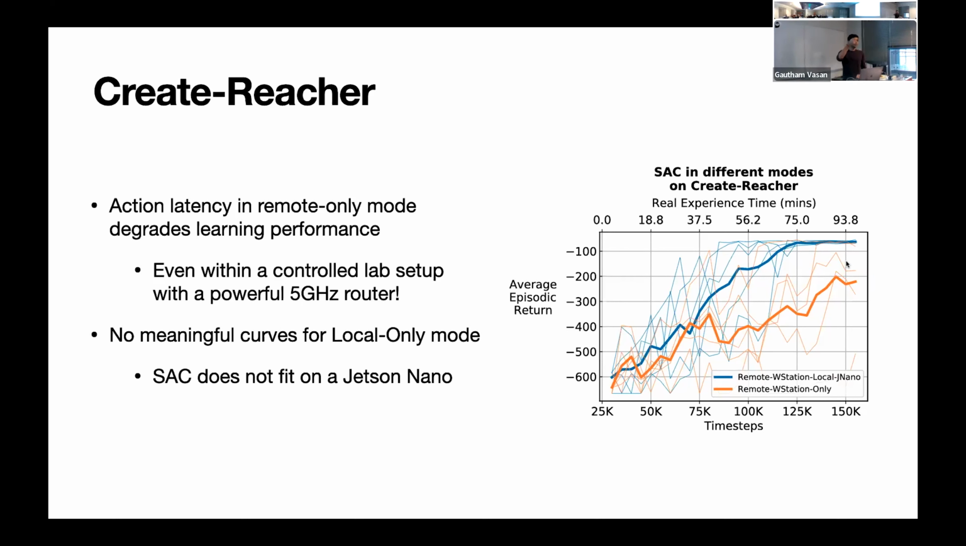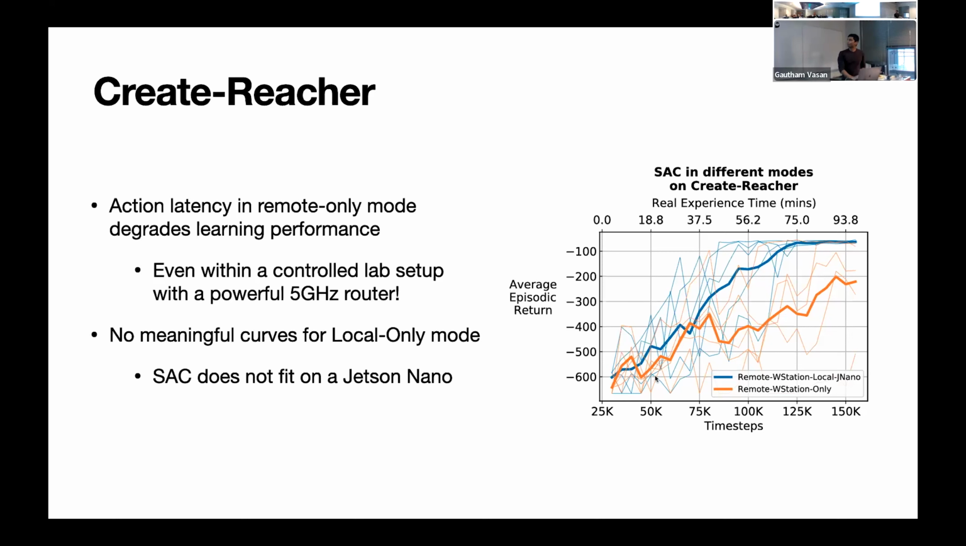So we can just forget trying to directly learn on robots which are deployed in some remote warehouse and talking over the internet. And we couldn't plot any meaningful curves for the local-only mode because we couldn't reduce SAC to a level where it does any meaningful learning. Once you reduce the hyperparameters like the replay buffer capacity and the batch size, it can barely fit on the Jetson Nano. But even if it fits, it doesn't learn anything.